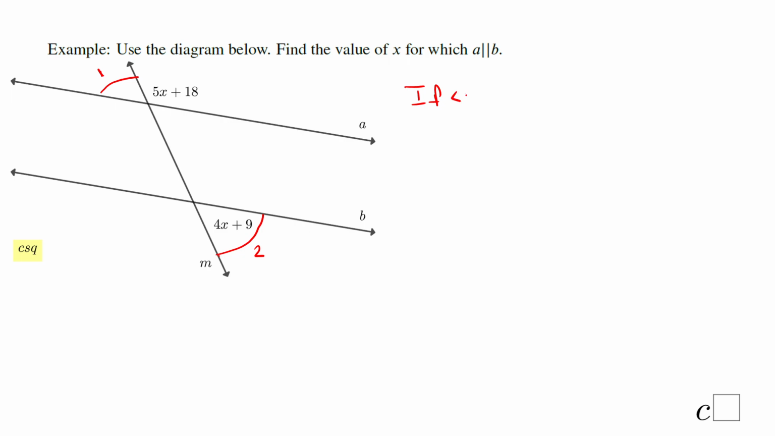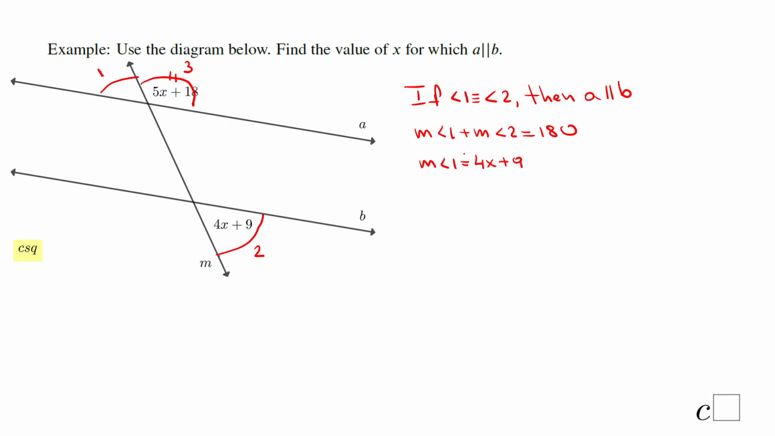If angle 1 congruent to angle 2, then A parallel to B. But then we look into this angle, and obviously angle 1 and angle 3 need to be supplementary. So that's going to be my statement here. Measure of angle 1 plus the measure of angle 2 equals 180. Now angle 1, since it is congruent to angle 2, the measure of angle 1 will be the same as the measure of angle 2, so that will be 4x plus 9.